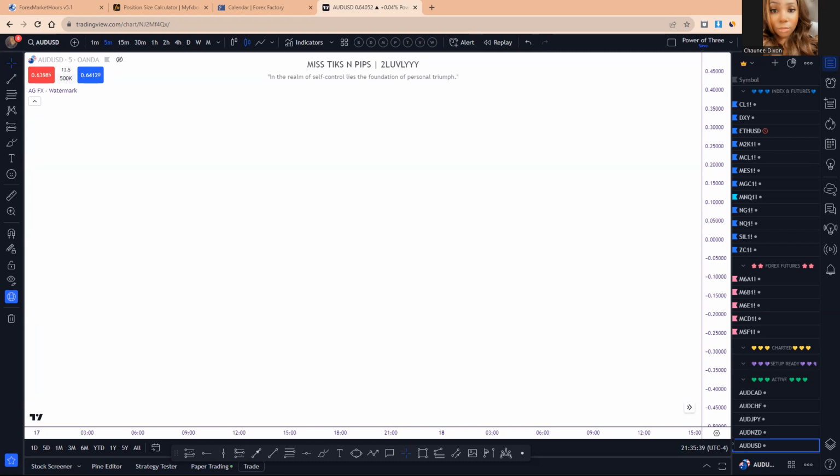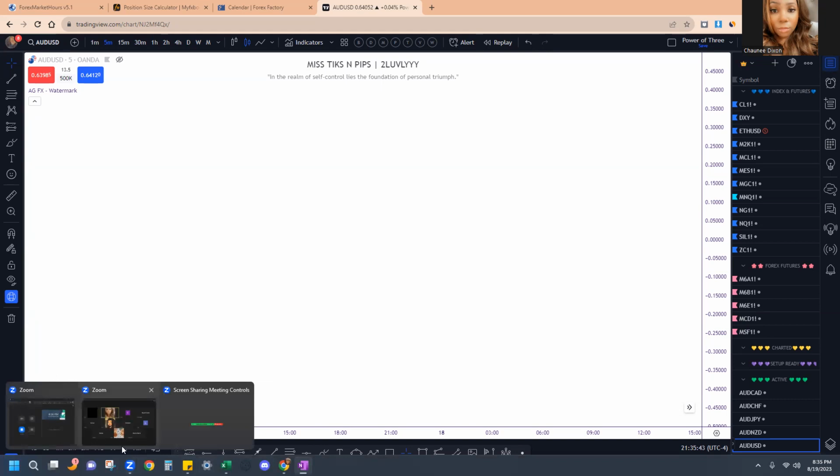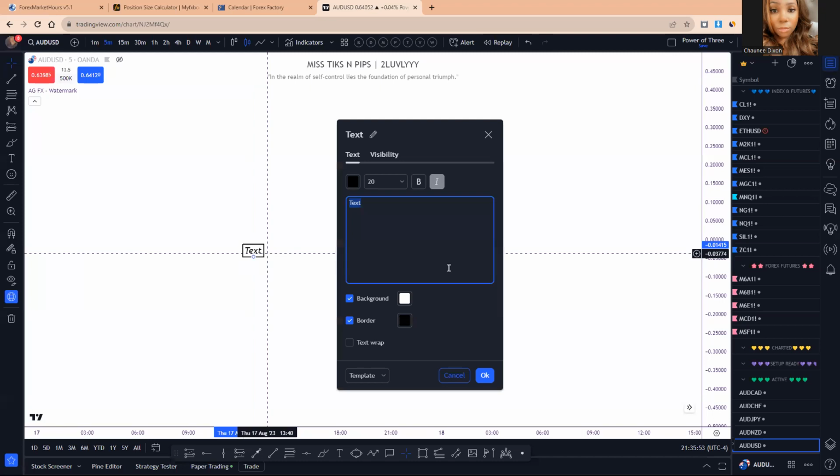Let me bring up my other screen here. Okay, there we go. All right, so let me break down the currency pair here. So when it comes to a currency pair, we have the euro versus the US dollar.